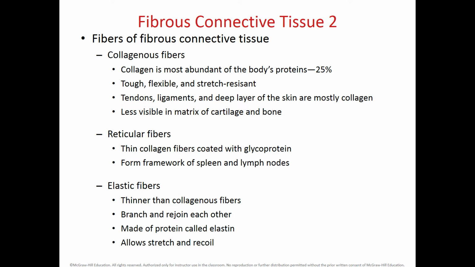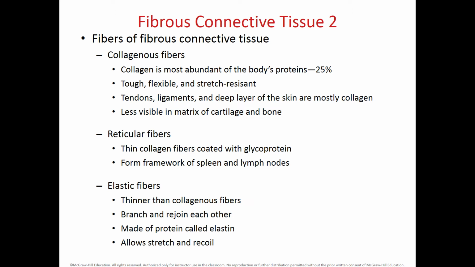Now the other type of fibers within the fibrous connective tissue is reticular fibers, which are a little bit thinner than the collagen fibers. And these reticular fibers have a coat of glycoprotein that helps them to form a framework in organs like the spleen or the lymph nodes that helps them to trap foreign substances, or in the case of the spleen, old red blood cells.